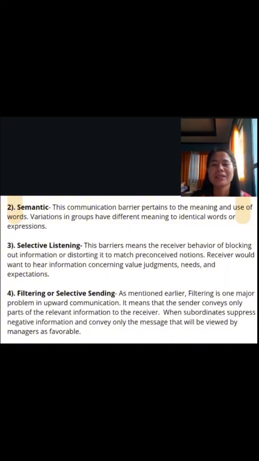And the next is selective listening. This barrier means that the receiver blocks out information or distorts it due to preconceived notions. The receiver would want to hear information concerning value judgments, needs, and expectations. Fourth is filtering or selective sending. As mentioned earlier, filtering is one major problem of our upward communication. It means that the sender conveys only parts of the relevant information to the receiver, when subordinates suppress negative information and convey only the message that will be viewed by the managers as favorable.